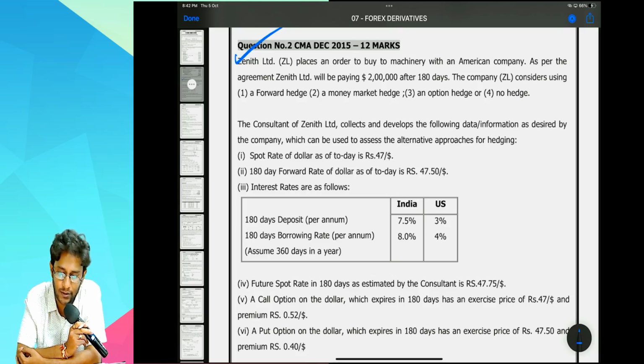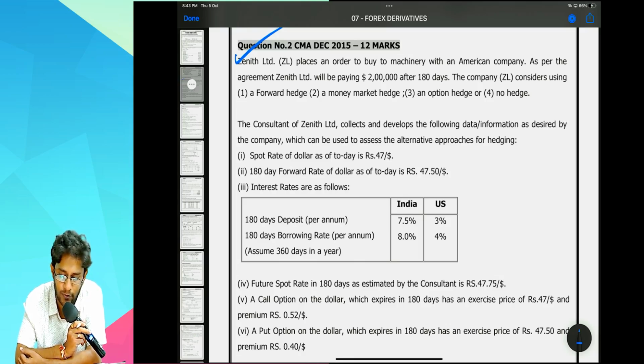Zenith Limited places an order to buy a machinery with an American company. As per the agreement, Zenith will be paying $2 lakh after 180 days. Stop there. FC payable in which currency? Dollar currency. Continue. The company ZL considers using number 1 forward contract, number 2 money market, number 3 option hedging, number 4 no hedging. 4 alternatives are in front of them. The consultant of Zenith collects and develops the following data or information as desired by the company, which can be used to assess the alternative approaches of hedging.